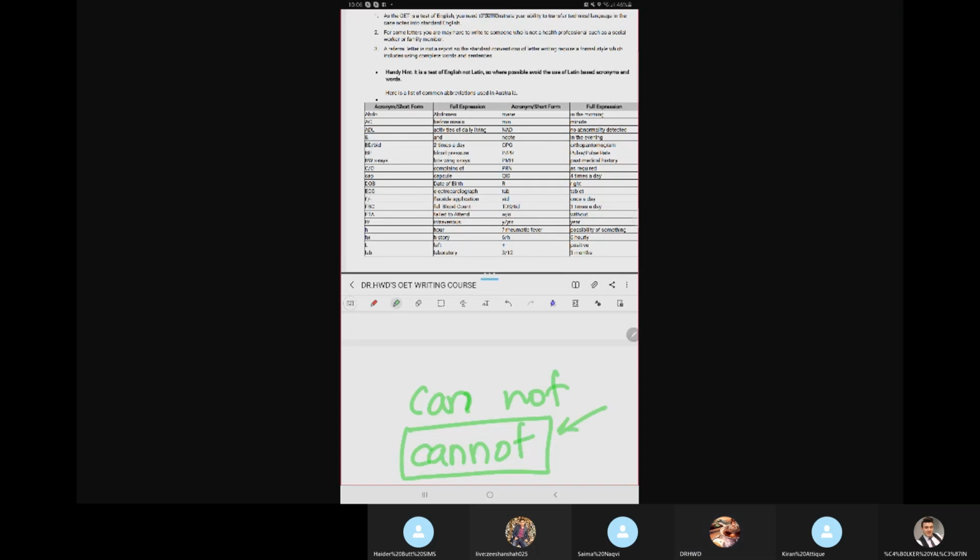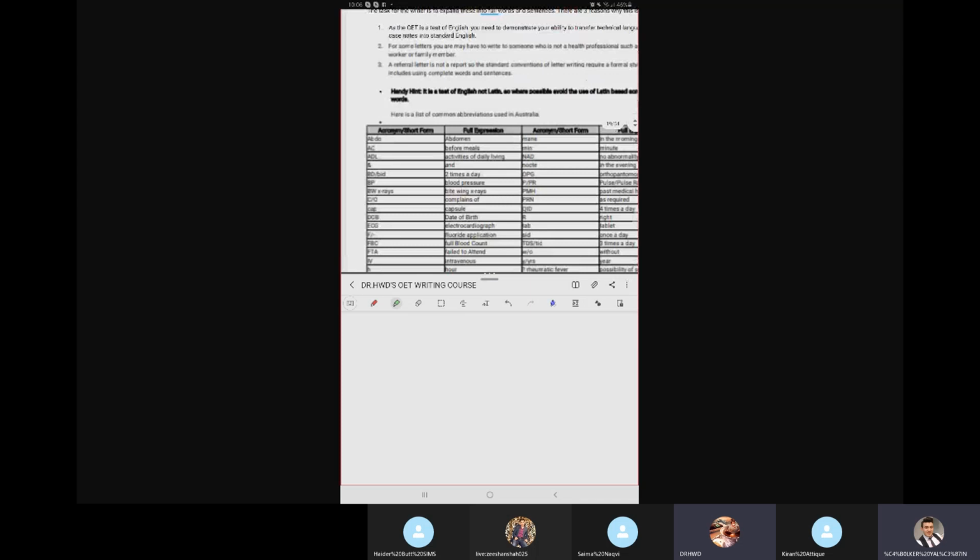All right. Okay. "Do not" should be written alone. However, "cannot" should be used as one word. Okay. So now let's do this, right?